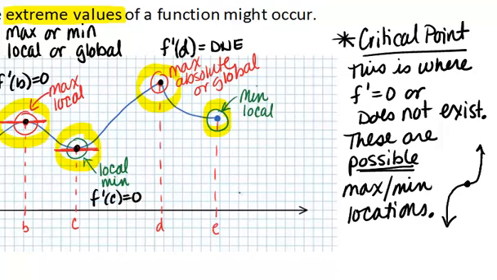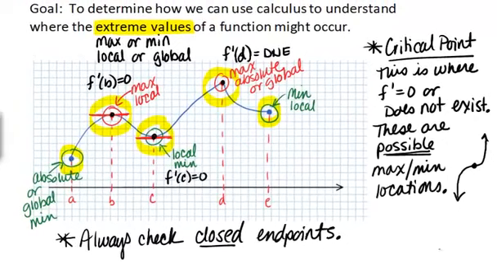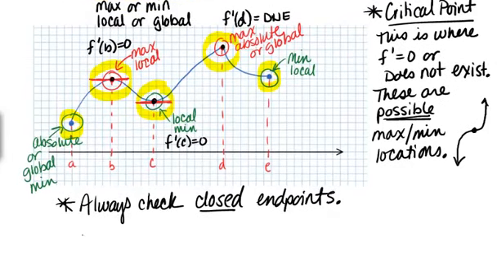All right, and then the last thing I want you to realize is that you always have to check endpoints if they're closed. So closed endpoints are also possible extreme values. They could be a maximum or a minimum, global or local. You don't have to check open endpoints because they are not and never can be a local min, a local max, or a global min or a global max, and I'll explain that also in another video. So just remember for now, always check closed endpoints, and if you want a little caveat here, open endpoints are not max or min values.